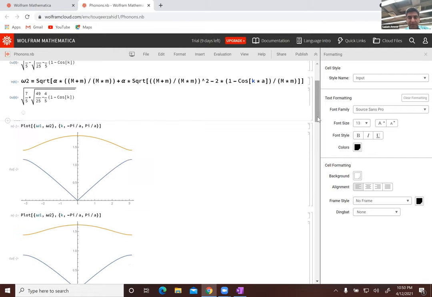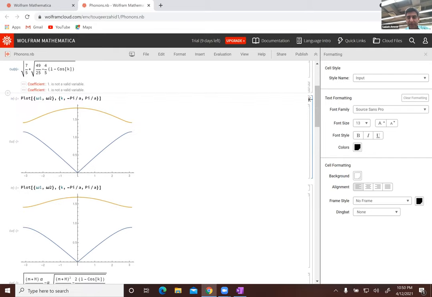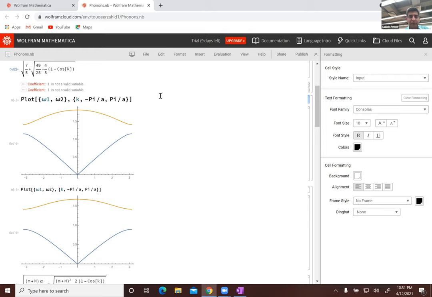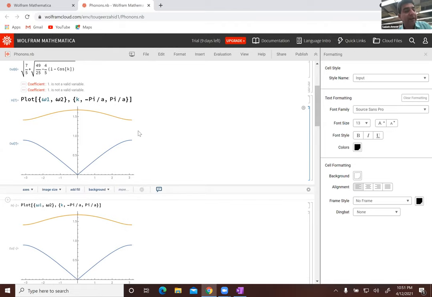And now I would like to plot these values. I plot within the first Brillouin zone, and this is what I get. Omega 1 is the lower curve and omega 2 is the upper curve. The lower curve is similar in form and expression to the monoatomic lattice, and there's a reason for that. And the upper branch is with the positive sign just before the discriminant.